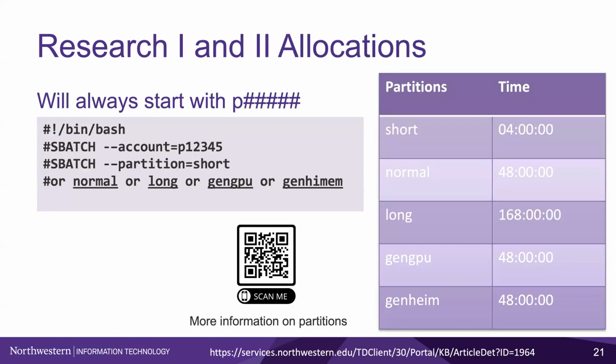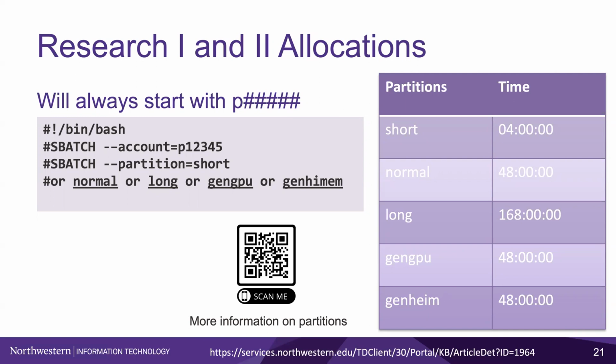Once you have general access allocation, you can start using Quest. Research 1 and 2 allocations will always begin with the letter P followed by a series of numbers. When creating submission scripts on Quest, general access allocations use the short, normal, or long partitions, as well as gen GPU for general GPU use and gen high mem for high memory nodes. And each of these different partitions allow for various types of hours, which you can find more information on using the QR code below.